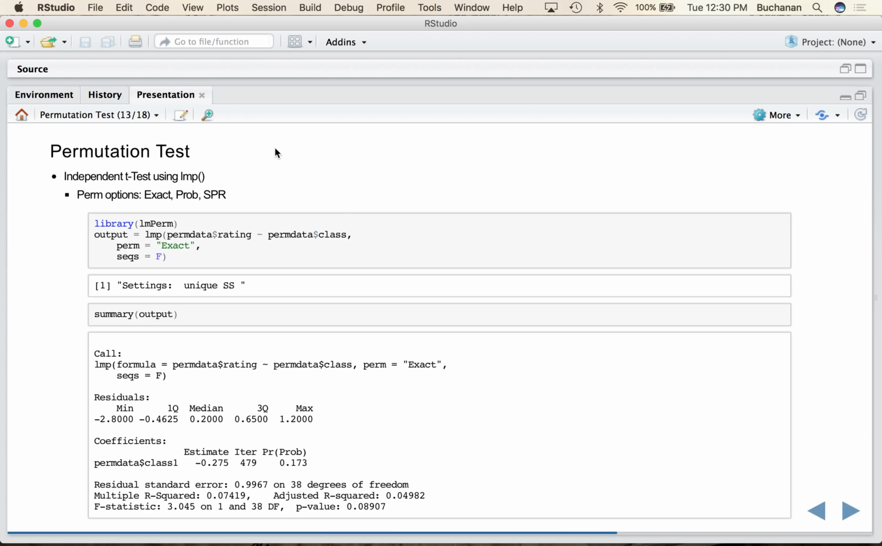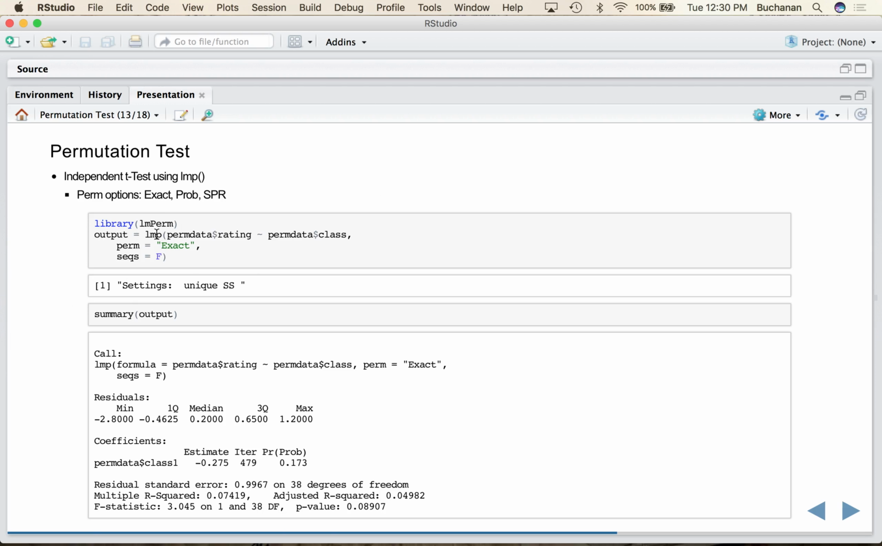So the independent t-test I did using lmp. You can also use aov, which I'll show you on the next slide. So lm, your traditional lm for linear model, p for permutation test. All of this is in the library lmPerm, and it makes it stupidly simple, which is great because that's why I love R. So what you have to do is save the output and then run a summary, or you won't see all of the numbers I've got here.